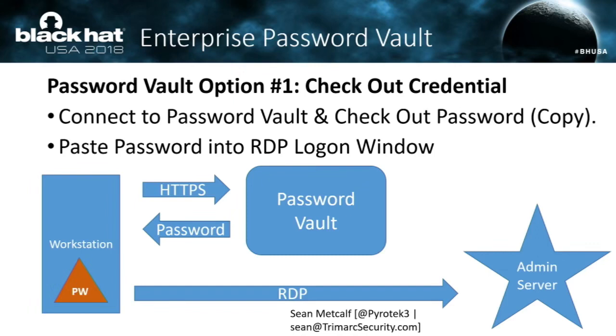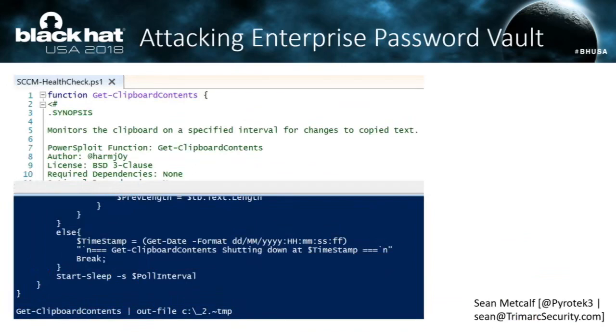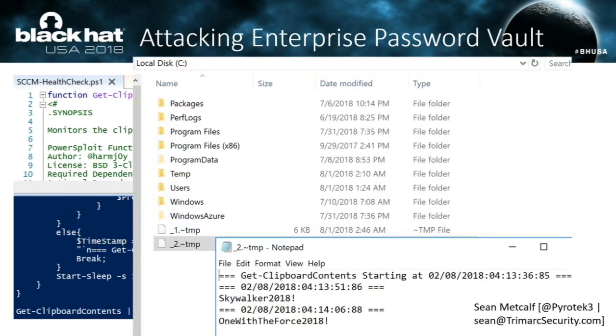So what can be done about this? What can I do as an attacker? Again, this is a regular workstation. So one of the things I can do is I can set up my SCCM health check, but this time I'm going to use another function from PowerSploit called Get-TimedScreenshot. Or actually, I'm ahead of myself. Get-ClipboardContents. So I'm going to copy out of the clipboard the contents that are there.